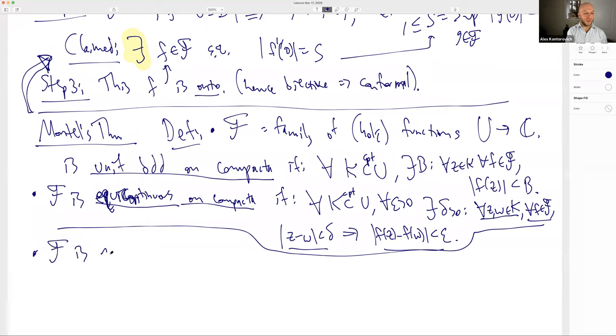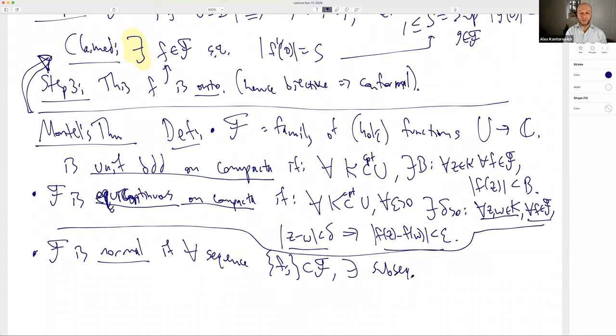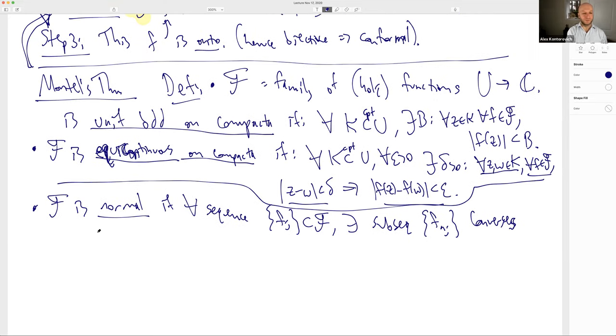And finally, a family F is normal if for every sequence f_j in F, there exists a subsequence f_{n_j} which converges uniformly on compacta.